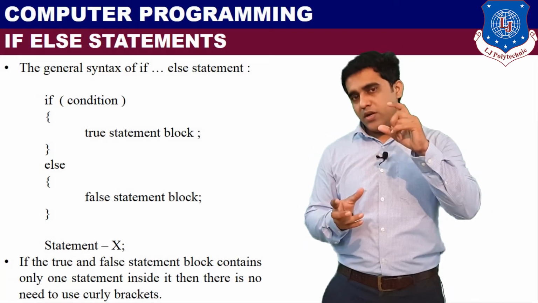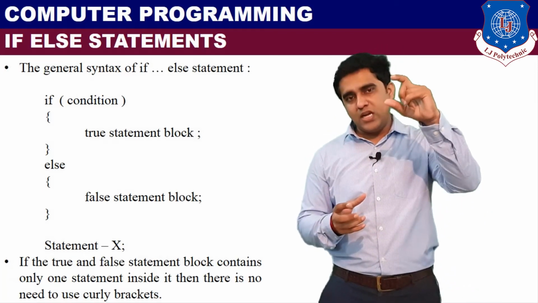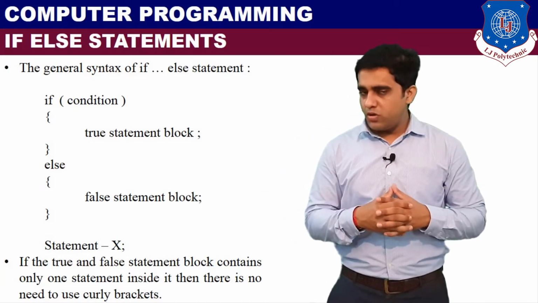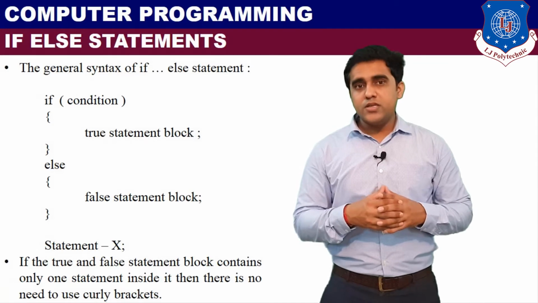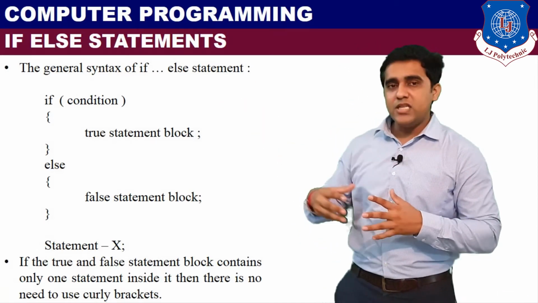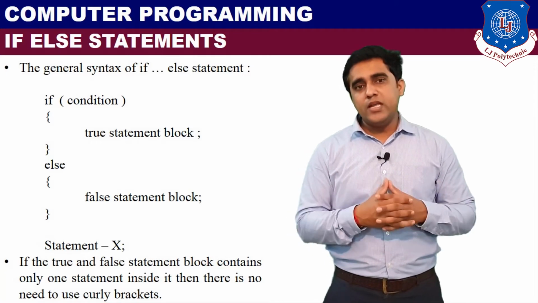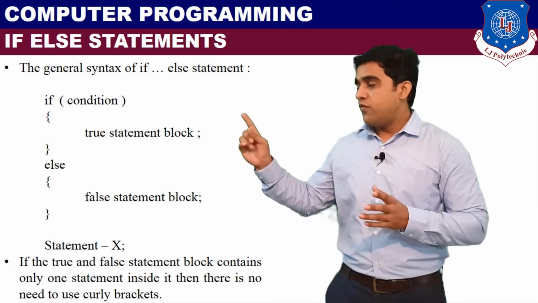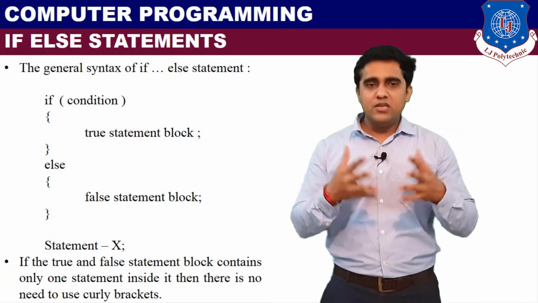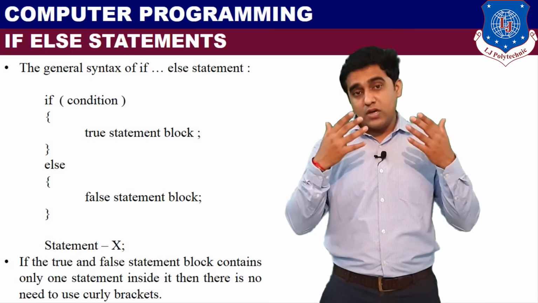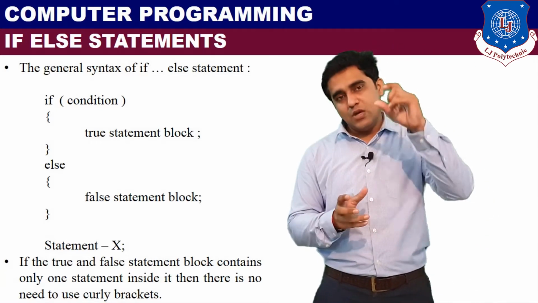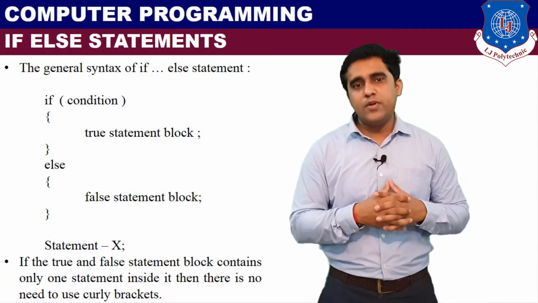So if your condition is true, then the statements of the body between this opening curly bracket and closing curly bracket will execute. And if your condition is not true, meaning it is false, then it will move to the else part, and it will automatically execute the false statement block, which can be one statement, two statements, or however many statements you want to write. But you have to use an opening curly bracket and a closing curly bracket.